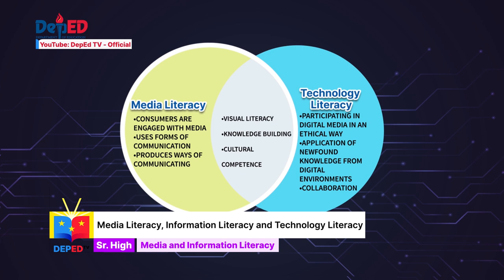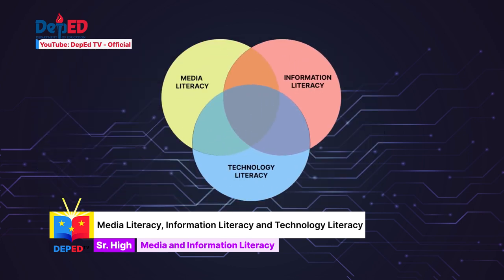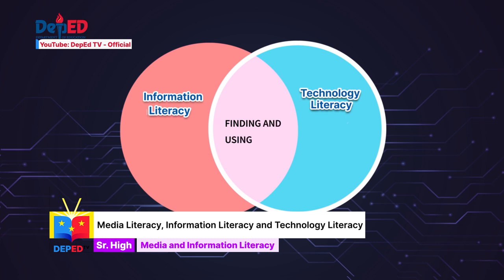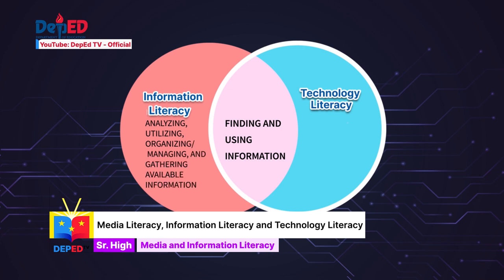and collaboration therein. Let's zoom next to the second part of the diagram, the comparison between information literacy and technology literacy. Information literacy and technology literacy meet halfway in the ability to find and use information, but they differ because information literacy focuses on analyzing, utilizing, organizing, managing, and gathering available information, while technology literacy is more about one's ability in using technological tools in a digital environment to communicate information.